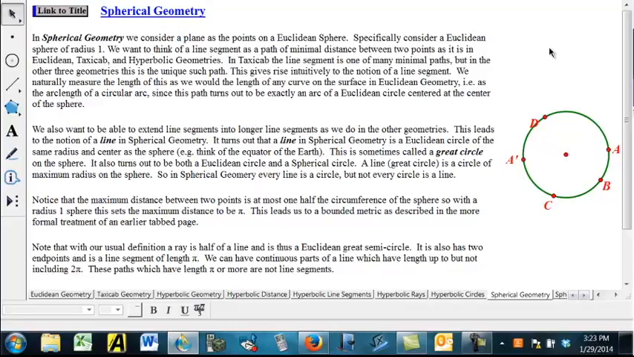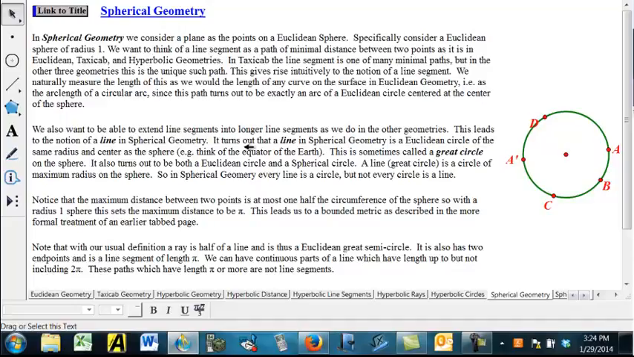The maximum distance between 2 points is at most half the circumference of a sphere. So with the radius 1 sphere, this sets the maximum to be pi units. This leads us to a bounded metric, as we discussed on some of the other pages, with least upper bound of pi. It actually reaches that when we have 2 points exactly on opposite sides of the Earth, or opposite sides of the sphere, for example, the North Pole and the South Pole on Earth. Those are called antipodal or polar opposite points.